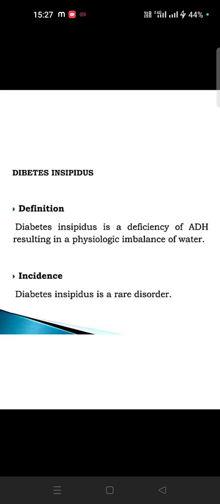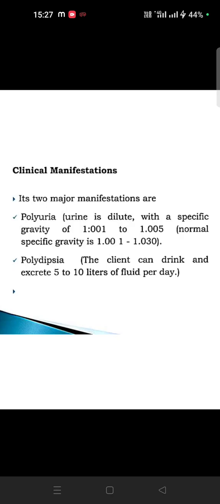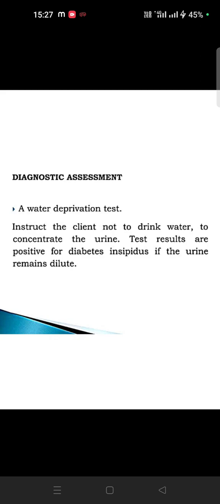Incidence: diabetes insipidus is a rare disorder. Clinical manifestations, two major: polyuria and polydipsia. Diagnosis uses the water deprivation test. The client is instructed not to drink water so the urine concentrates. If the urine remains dilute, the test may be positive for diabetes insipidus.